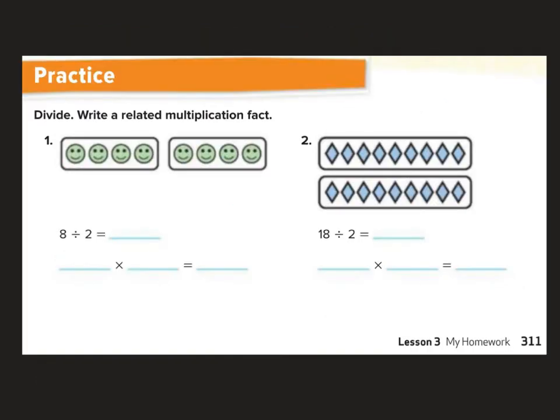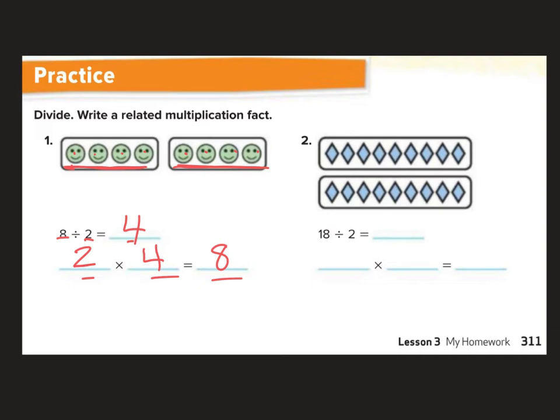Let's do some more examples here. So I have 8 smiley faces divided into 2 groups, which means how many are in each group? 1, 2, 3, 4. I've got 4 in each group. Now I could also say I have 2 groups of 4, and they are equal to 8 total smiley faces. Notice I'm using the same exact numbers, aren't I? 8, 2, 4. Same numbers because they are fact families.